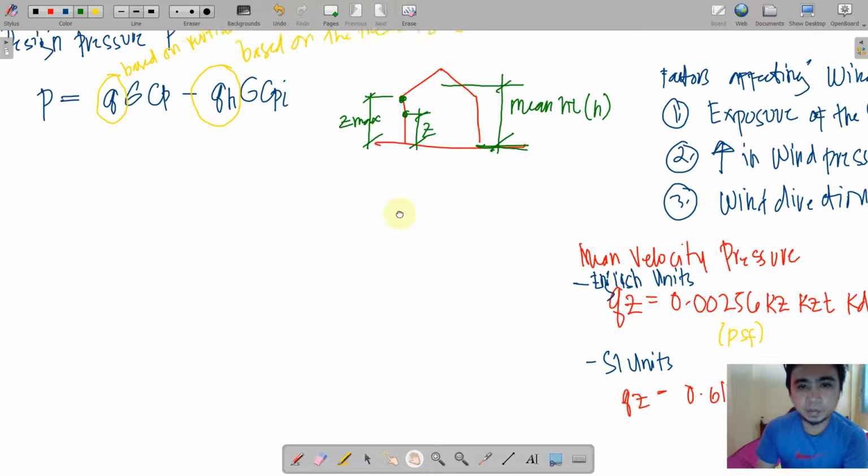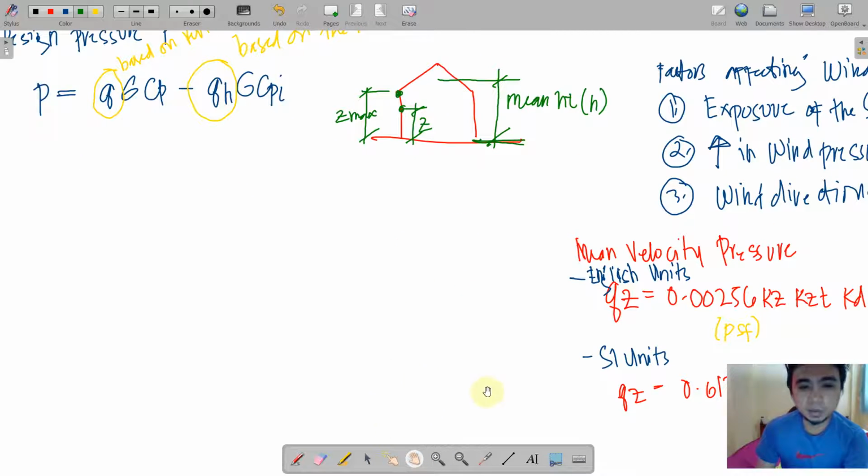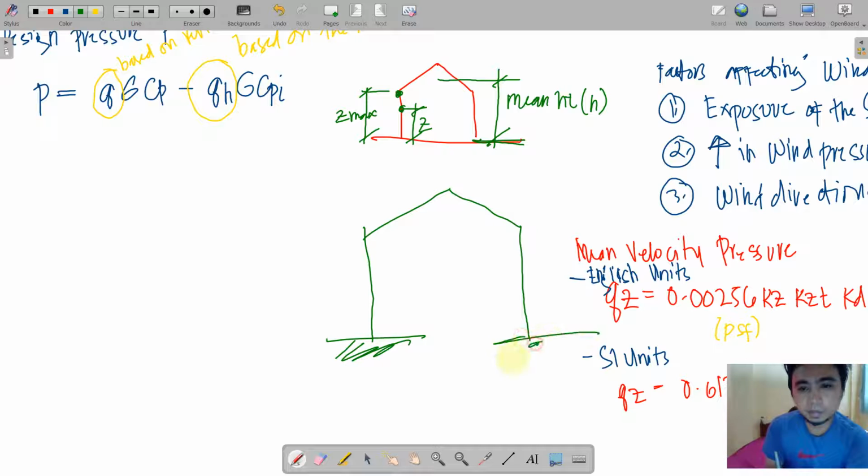That is why, kung titignan natin, if this is the structure, okay, so this is the structure, Z is, or KZ is increasing as Z increases up to the Z maximum. Okay? Kaya yung itsura ng pressure niya is ganito. Mababa pa lang siya dito hanggang tumaas doon.